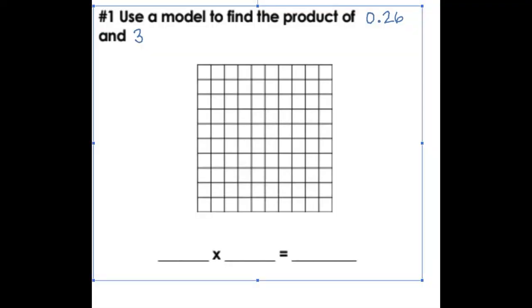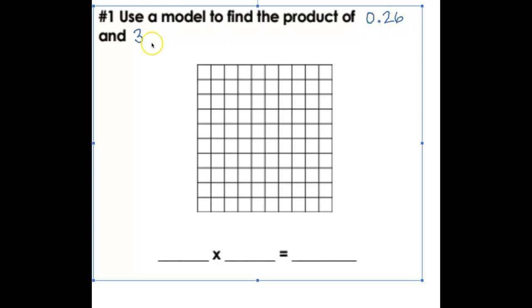Alrighty then, these are practice problems. I know they're going to look very similar to what you have in your packet, but these are not the problems in your packet. So please don't write these down as answers in your packet because you will get them all wrong. Alright, so our problem here says, use a model to find the product of 0.26, also known as 26 hundredths, and 3.